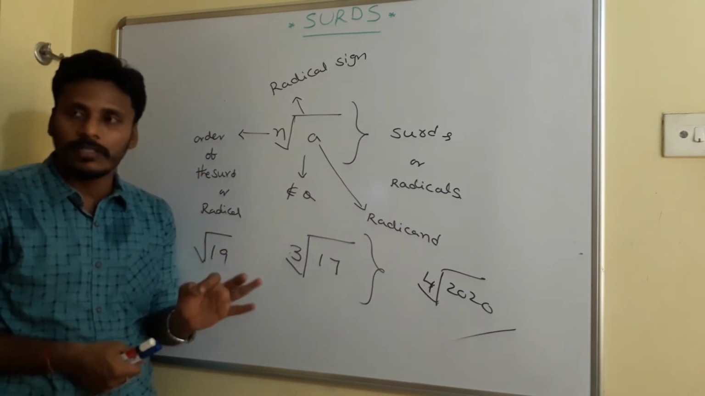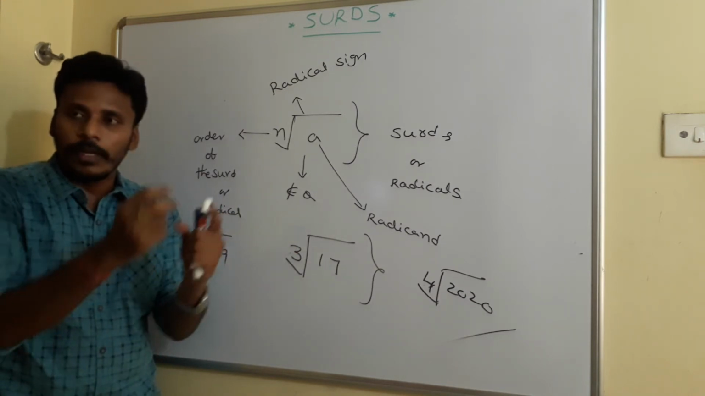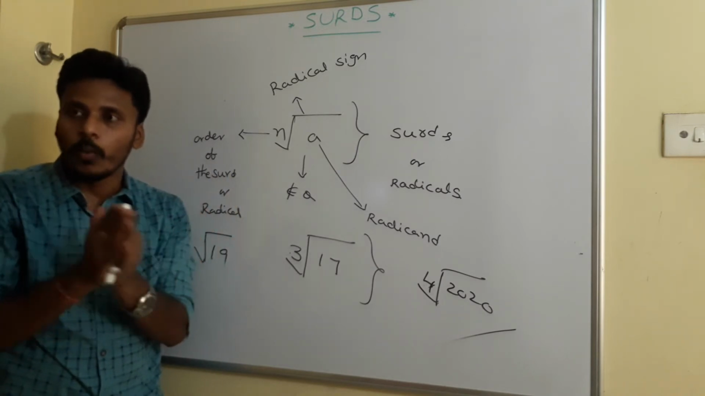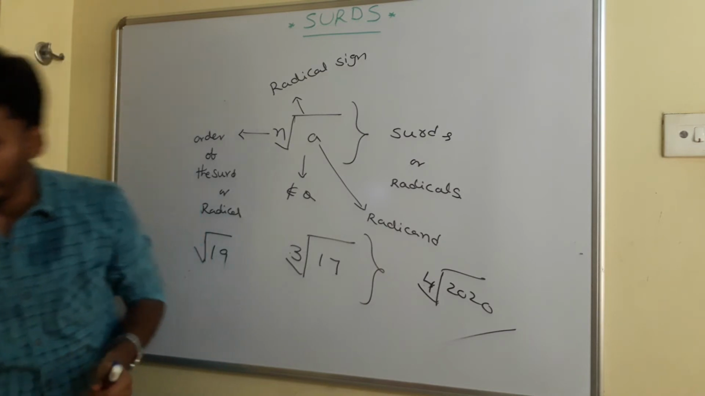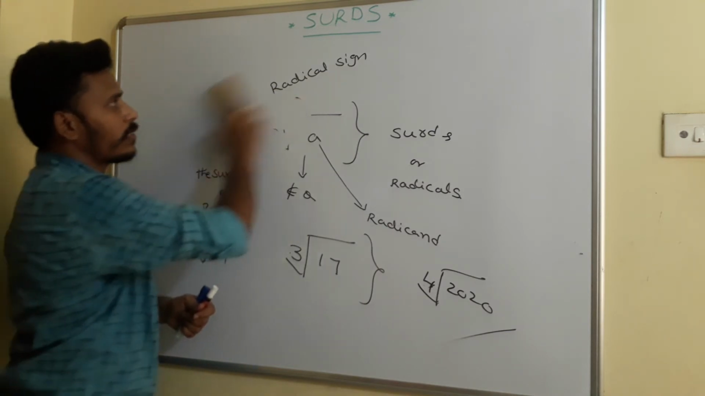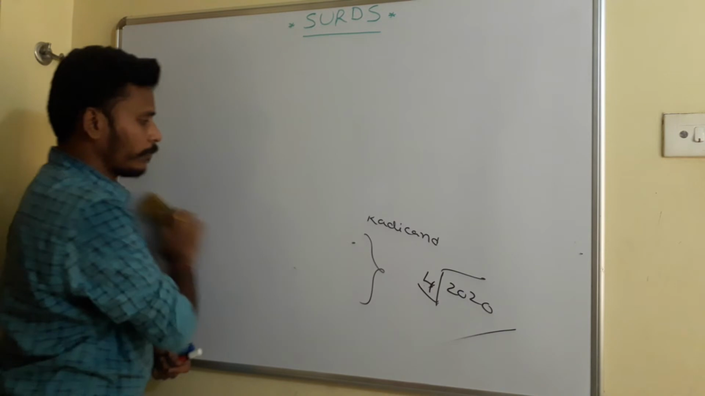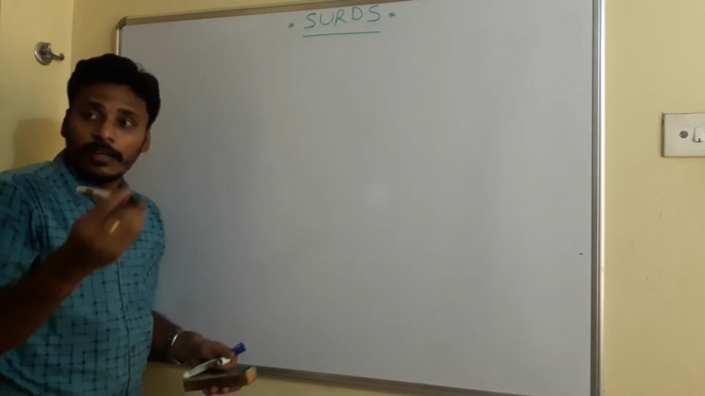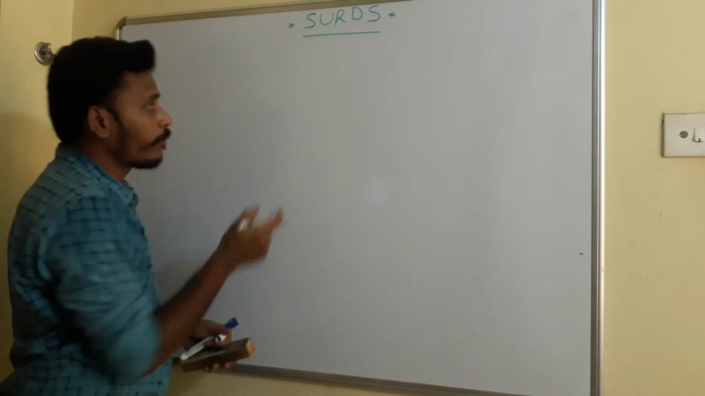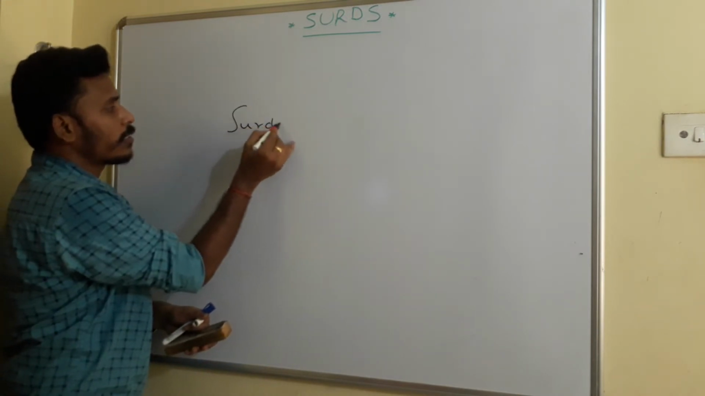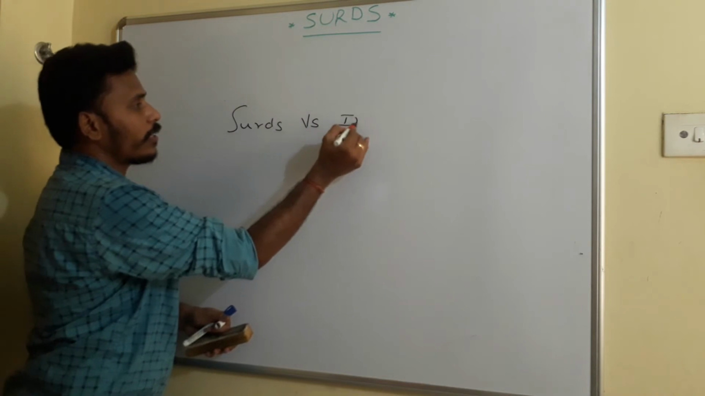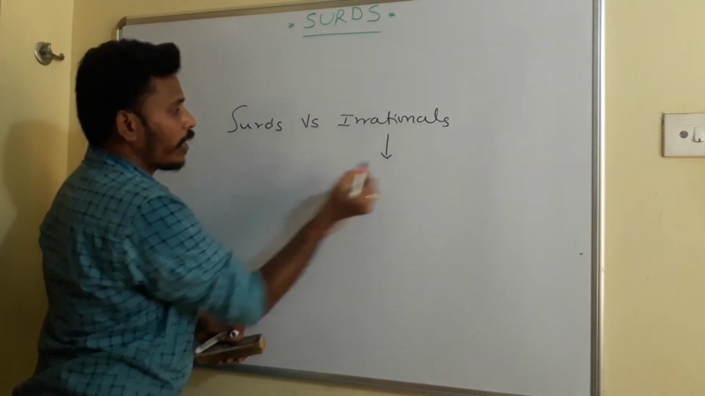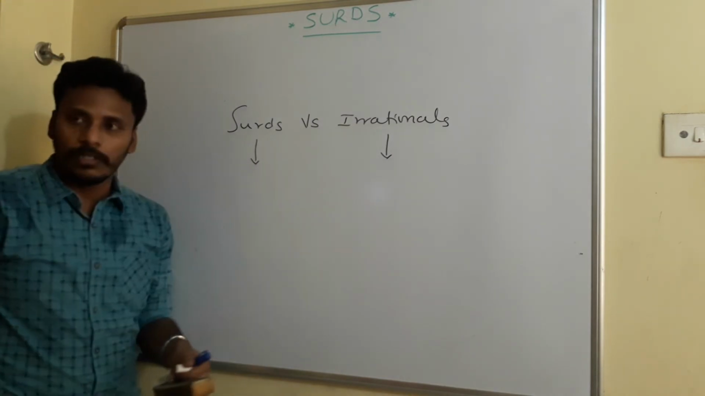The next thing related to this is you need to understand the difference between a surd and an irrational number. What are surds and what are irrational numbers? That's what you need to get an idea about. Just look, I am going to erase this. See, if anybody is on an unmuted position, please mute. Now I am going to discuss surds versus irrationals. That's what I am going to discuss.